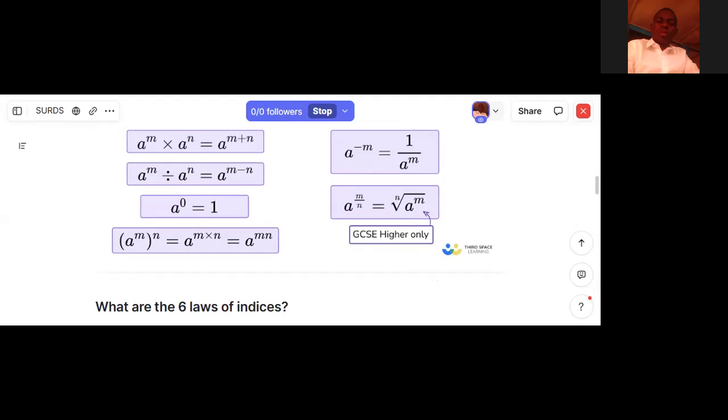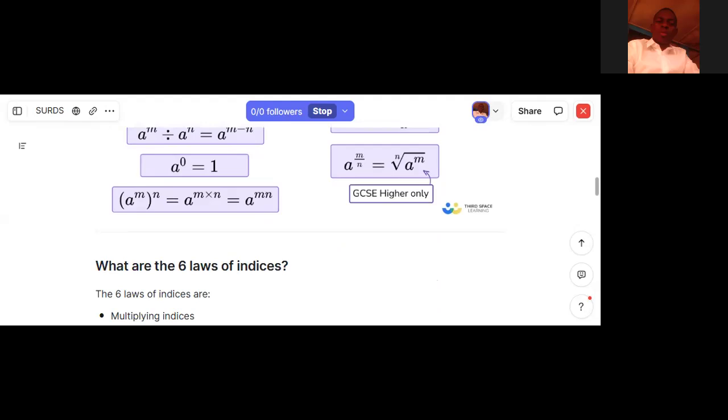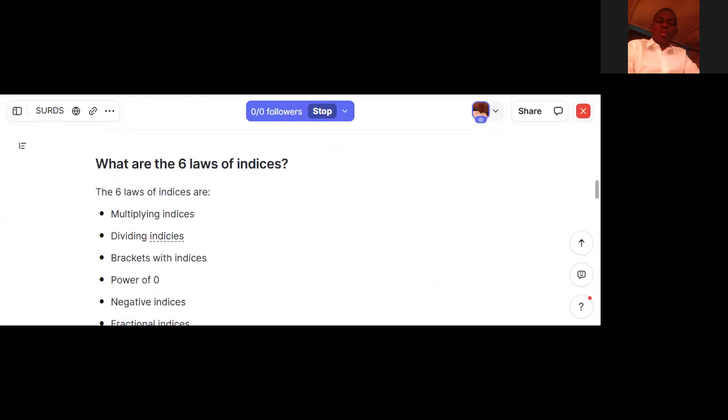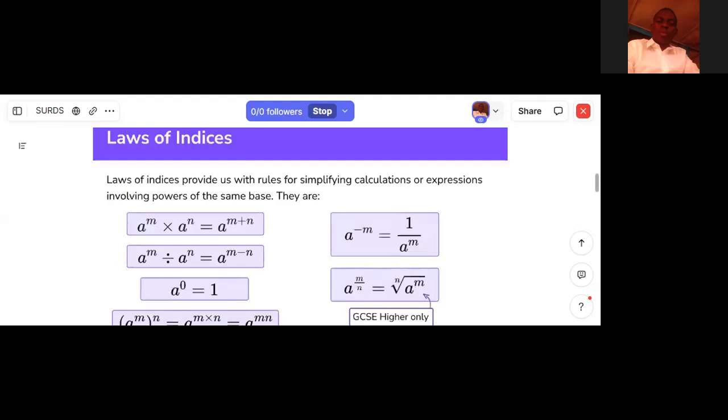All right, we have negative powers of indices, and we also have fractional powers. Starting with multiplying indices, giving base a raised to the power of m, multiplying a raised to the power of n, it gives us a single base a, then we add up the two powers, m plus n.